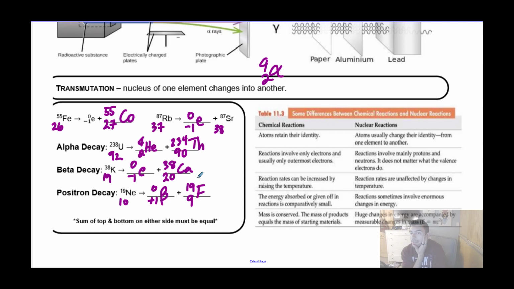Again, you can recap the differences between the chemical and nuclear reactions. Those are important. But this brings us to the end of Chapter 6, which was chemical reactions with the addition of nuclear reactions at the end, just to compare and contrast how chemical reactions are different from nuclear reactions.